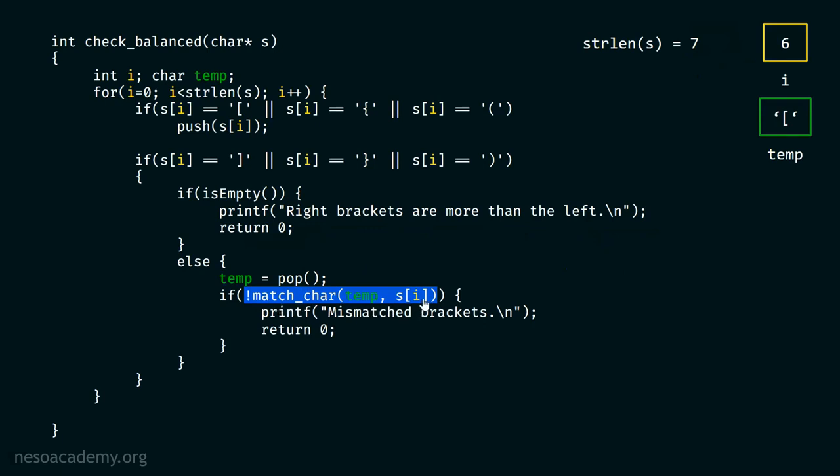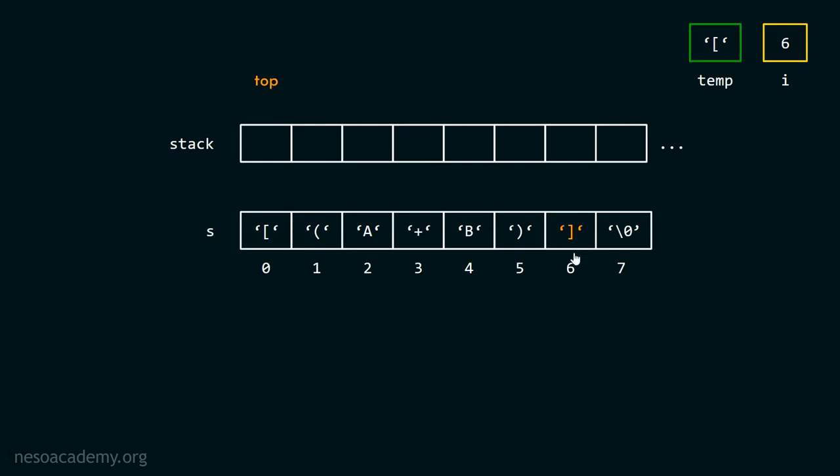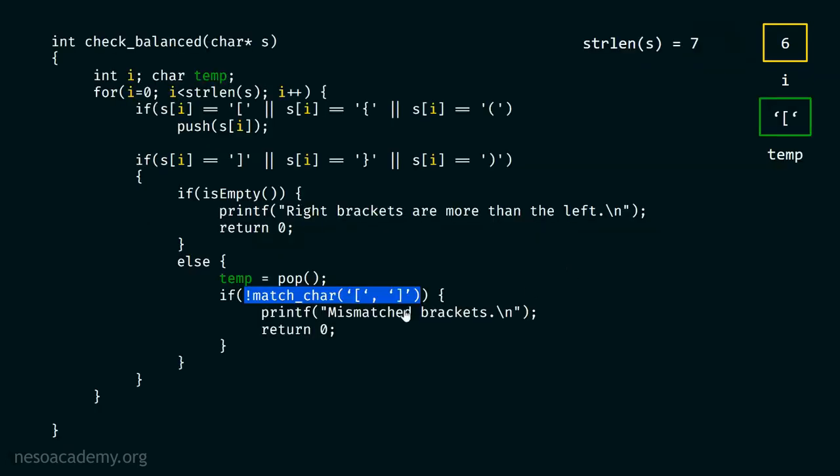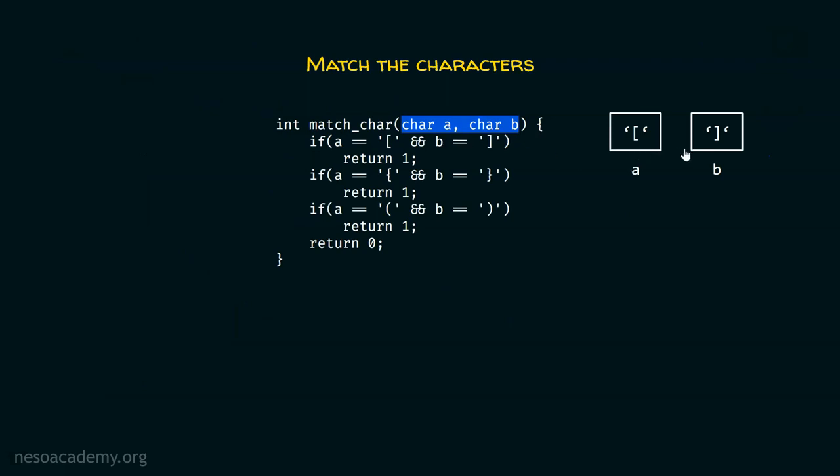Of course, we must continue and check this. Is temp matching with si? Right now you know that si is actually a right square bracket. We know that there is a match because temp is holding left square bracket, correct? Here of course temp can be replaced by left square bracket and si can be replaced by right square bracket. Because S6 is right square bracket, we must replace this by right square bracket. We know that there is a match, therefore this condition is not satisfied. You can clearly see that these two character variables will receive these two brackets, and of course there is a match.